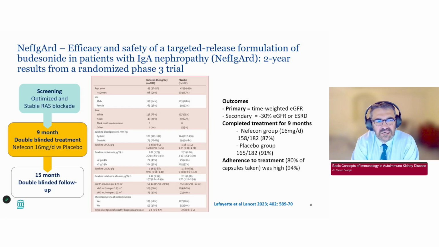You can see from this phase 3 trial that was published a couple of years ago that they selected patients with IgA that were at high risk of progressing. And so these were people with relatively good renal function, but a lot of proteinuria. And that's a sign that these are people that are at higher risk of progression than the average person with IgA. You can see on the right there that the primary outcome was time-weighted GFR, and most of the patients completed the study, suggesting that the side effects were not too severe.